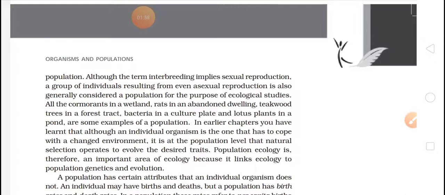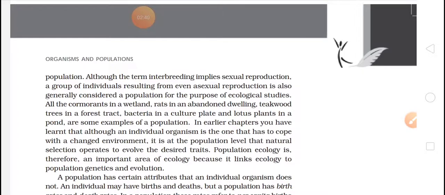Okay, now these organisms, if you see, they have their population level. If we are talking about rats, the rats which you see in a particular area, their population will have some level. If we talk about bacteria, their number will also be many. So they will have some population levels. Okay, so population ecology is therefore an important area of ecology because it links ecology to population genetics and evolution.